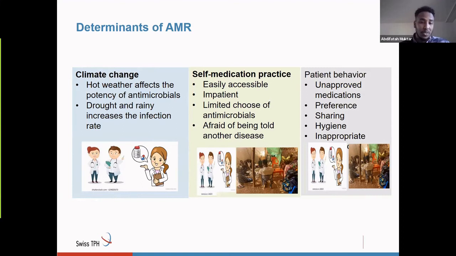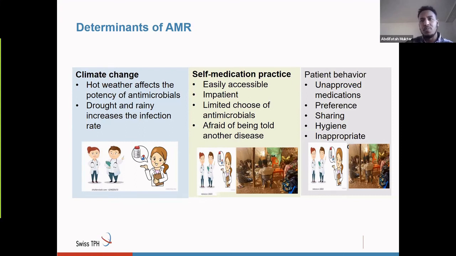They would rather go to the pharmacy and pick it up. Why do they need to waste more time? And then the last one was fear of being told they have another disease. This was more common in the city, not in the rural area. So people don't go to the hospital because they're afraid they will be told they have another disease.